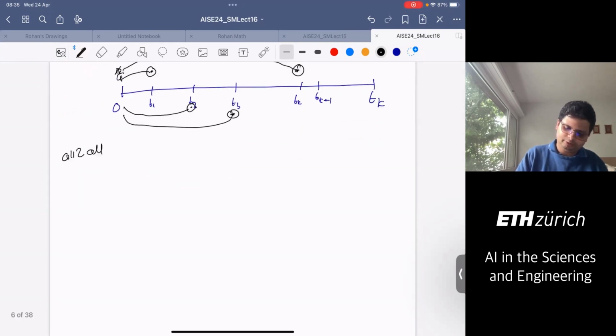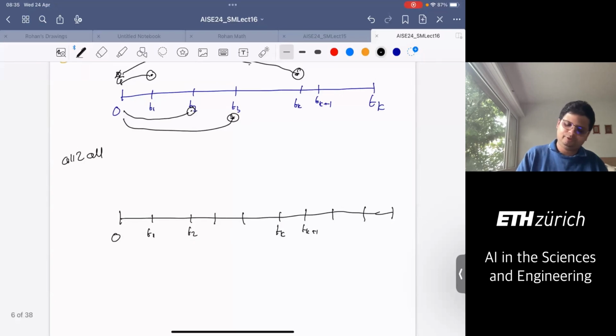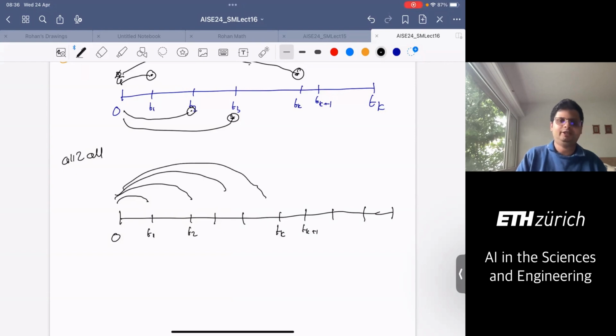Let me draw the picture here. Again, you have 0, T1, T2, Tk, Tk+1, and so on. All the intermediate times are given. Now, in principle, from 0 the solution operator can take you to T1, to T2, to T3, T4, and so on, just like we did before. But we also know that this is a semigroup.